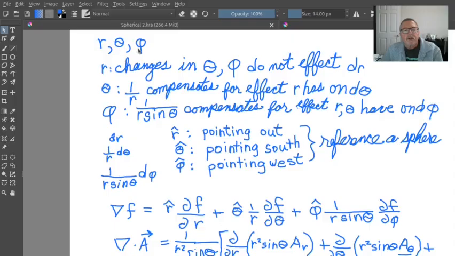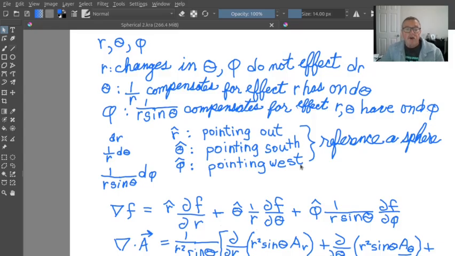R, theta, and phi are the three coordinates that make up a position on the sphere. If you have all of these values, then that's going to locate a certain point. R will point out, theta will point south along like a longitude line on this sphere with the z-axis going through the North Pole. Phi will be pointing west like a latitude line.